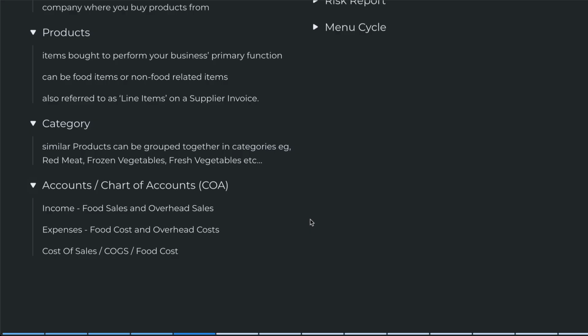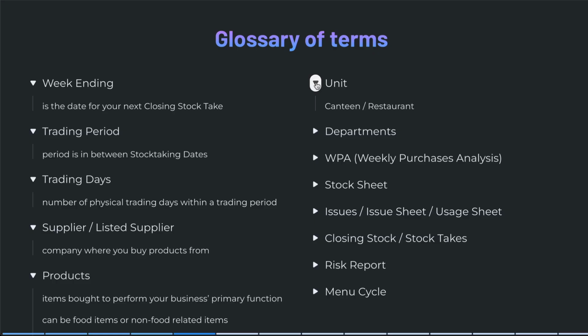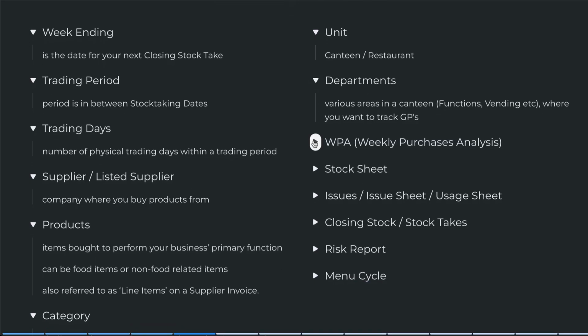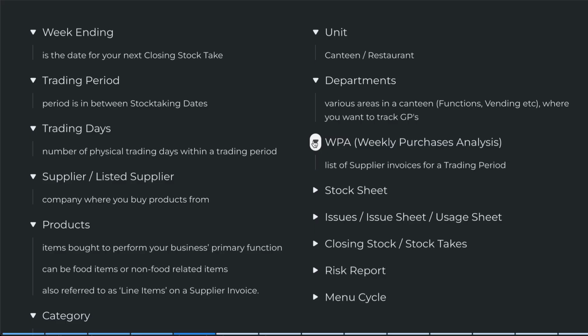Cost of sales, or cost of goods sold, or food cost, refers to how much you have spent on food-related items. Unit refers to a canteen or restaurant. Departments. Various areas within a canteen, such as functions department or a vending department, where you want to track gross profits, or GPs. WPA, Weekly Purchases Analysis, a list of supplier invoices for a trading period.